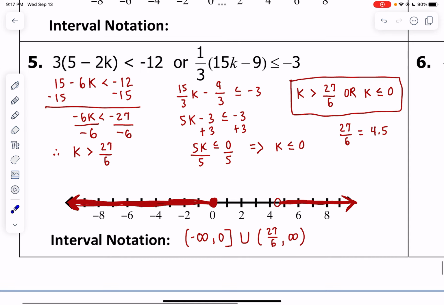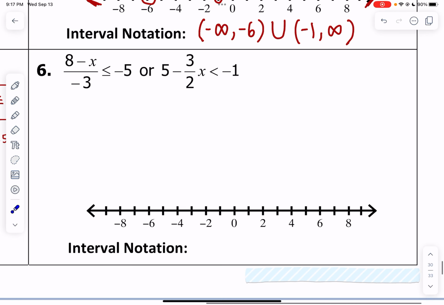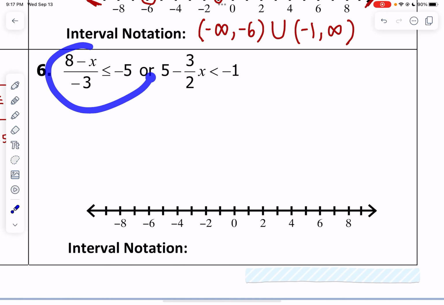Let's go over to question number 6. Similar process. We have to solve each individual inequality, but we have to be real careful with this one. So I'm going to go ahead and rewrite this first one.